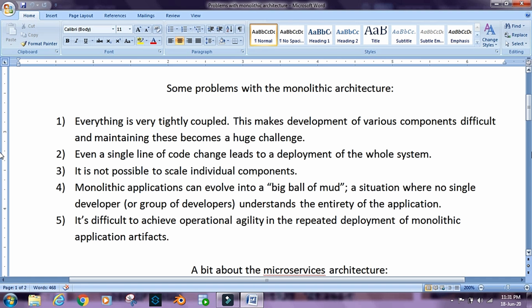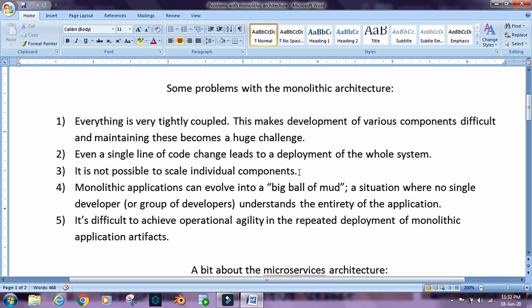And the next point is, it is not possible to scale individual components. So if there's a need for scaling individual components or individual parts of the application, it is not possible because the whole application acts as a single unit. It cannot be divided into granular parts, or into smaller parts, because everything is tied together and we have a single unit that works as the application, right? So it is not possible to scale individual components.